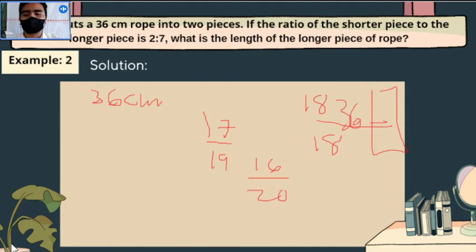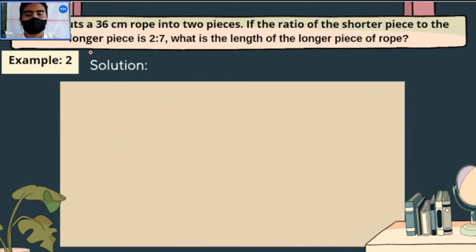So what are we going to do here? Just put the given first. We have a 36 centimeter rope cut into 2 pieces. That is the totality of the length, 36 centimeters. Now, the ratio of the shorter piece to the longer piece is 2 is to 7.